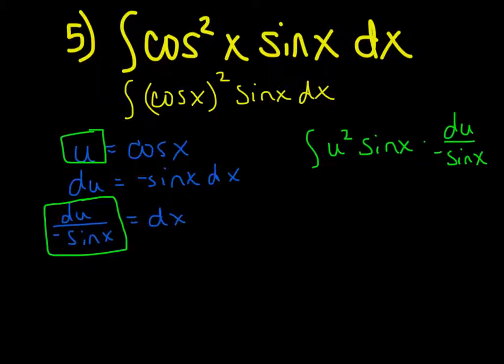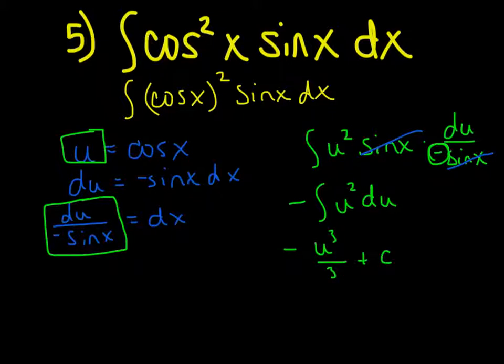So once again, we conveniently see that nice canceling here of the sine x. So we end up here, if I simplify this, with this negative still here. So I'm going to pull that out front. It's kind of like a negative 1, a constant that can go out front. Integral of u squared du. And so we have negative u to the third over 3 plus c. Last step is to replace the u with what it's equal to, cos x. So we would say negative cosine cubed x over 3 plus c. And that is our final answer.